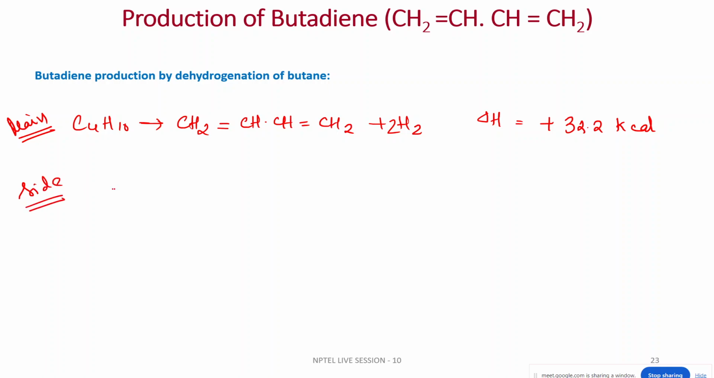Apart from that, there are some side reactions where butane forms n-butylene plus hydrogen. In the dehydrogenation process itself, it produces some side reactions. N-butylene is produced.